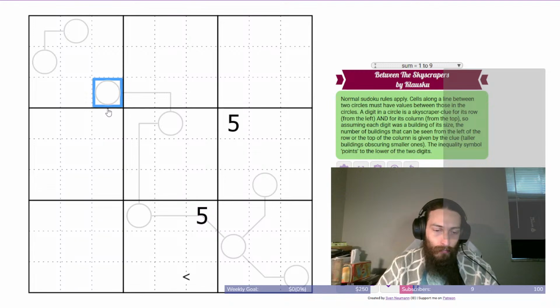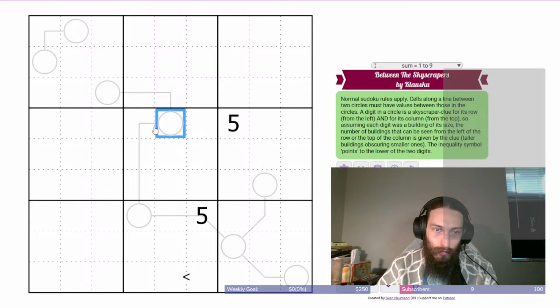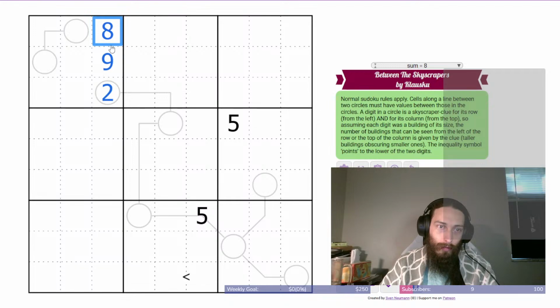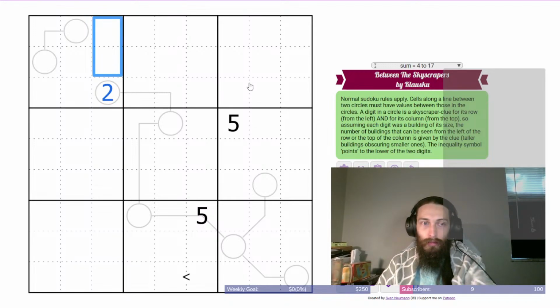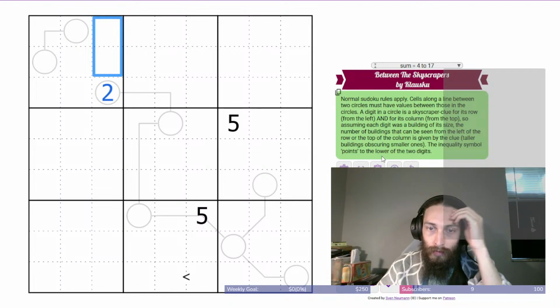So, if I'm reading this correctly, imagine that this was a 2. And that means from the left side, only 2 digits can be seen, and from the top, only 2 digits can be seen. Am I reading that correctly? Does that sound right? So like, if this was a 2, you could have 8 and then 9, and then from the top, see what's below it. And from the left of the row, or the top of the column. Right, that's where you look at it from.